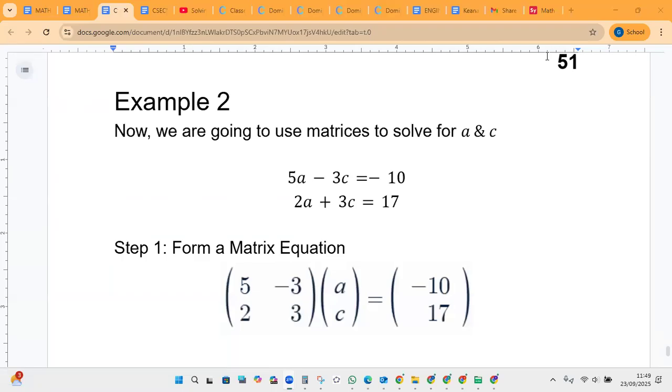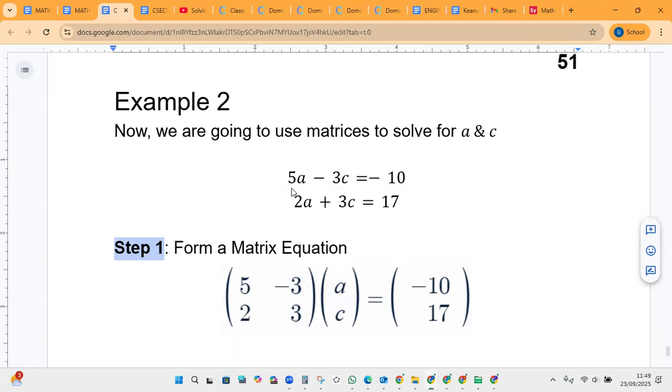In this recording, we are going to discuss a second example of how to solve a system of two linear equations using matrices. So step one, you form a matrix equation. All right, that's the first step.